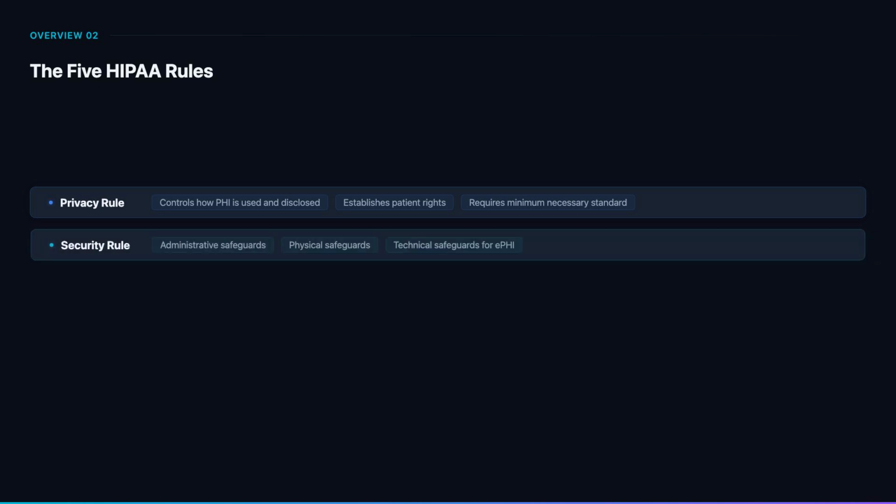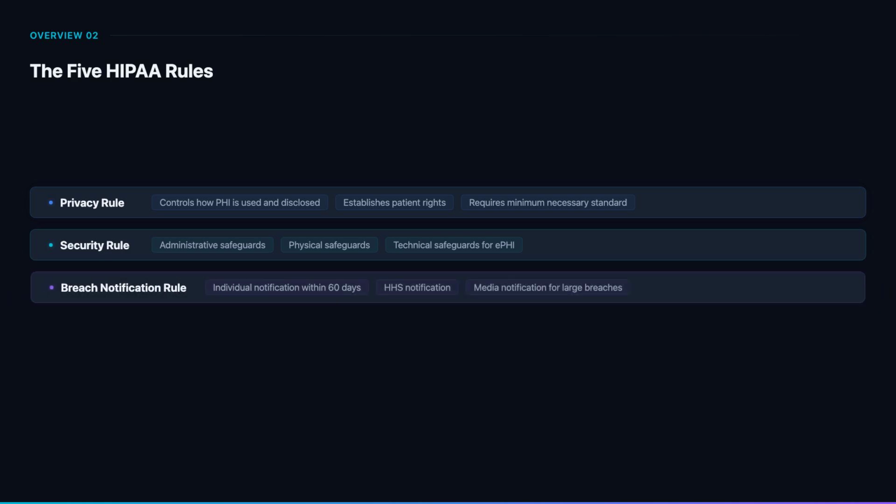The security rule requires administrative, physical, and technical safeguards to protect electronic PHI. Administrative safeguards include risk assessments and workforce training. Physical safeguards cover facility access and workstation security. Technical safeguards include access controls, encryption, and audit logs.